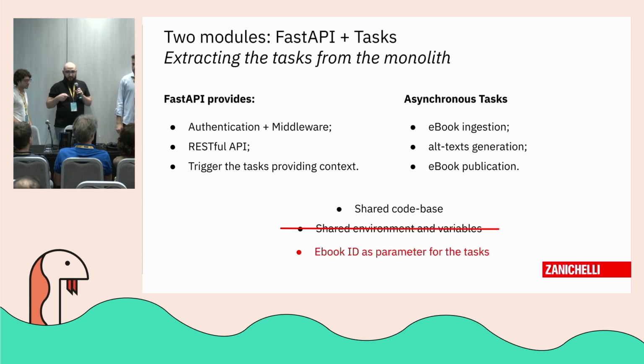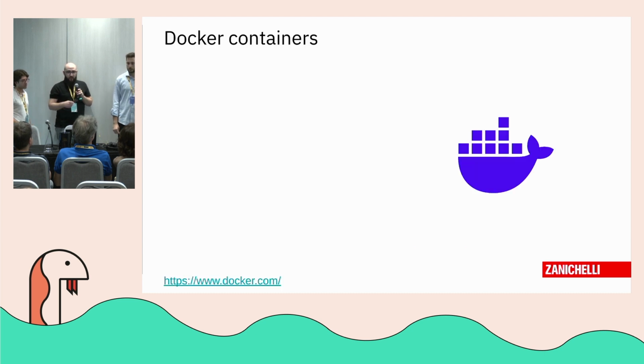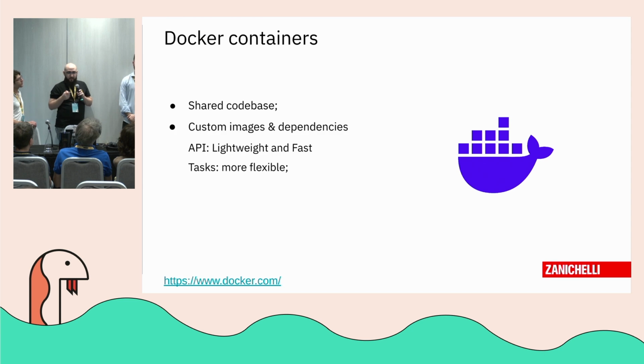So we needed to make the task more and more independent from the API environment, and we ended up just needing the ebook ID on which the task needs to be performed. Once the two components have been separated, we were able to create two different images, containers. They still share the code base. We just needed a new entry point for the task. And then we could also customize the dependencies and the starting images, because we wanted the API to be faster and lightweight. And also, we can now deploy them differently.